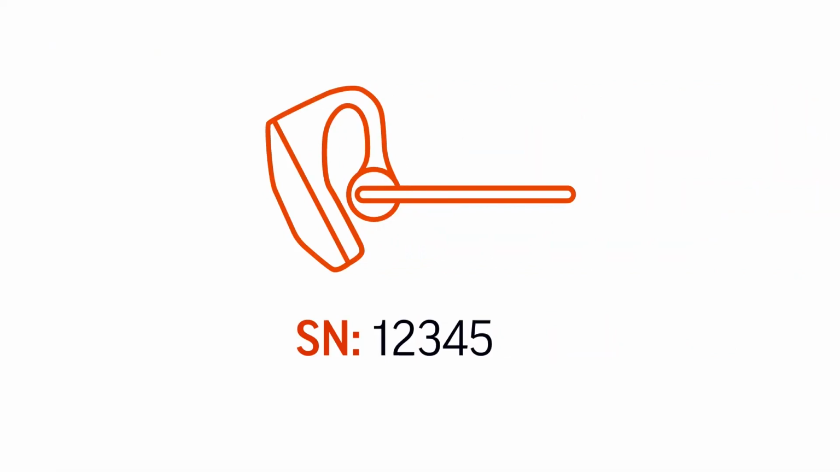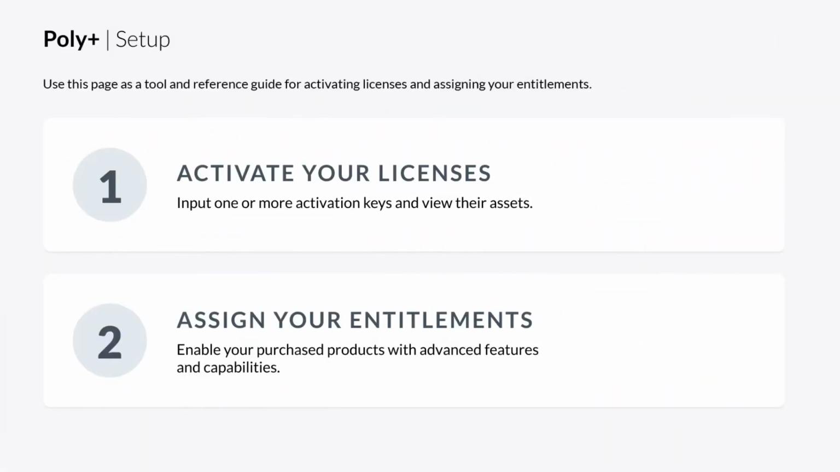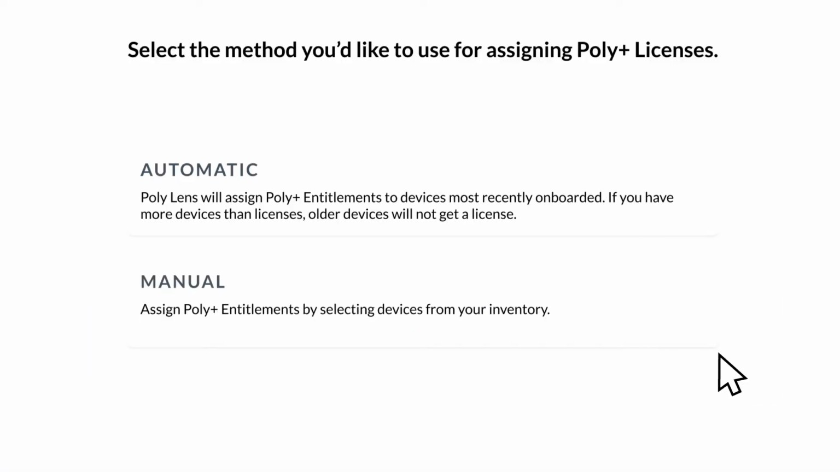If you provided your hardware serial numbers when purchasing Poly Plus, you're done. We will automatically show your entitlements. If not, you need to assign your entitlements to devices. Select Assign your entitlements. Select your preferred method of assignment, automatic or manual.